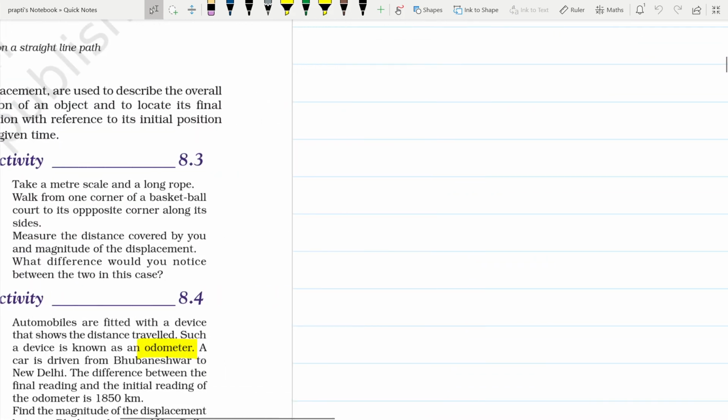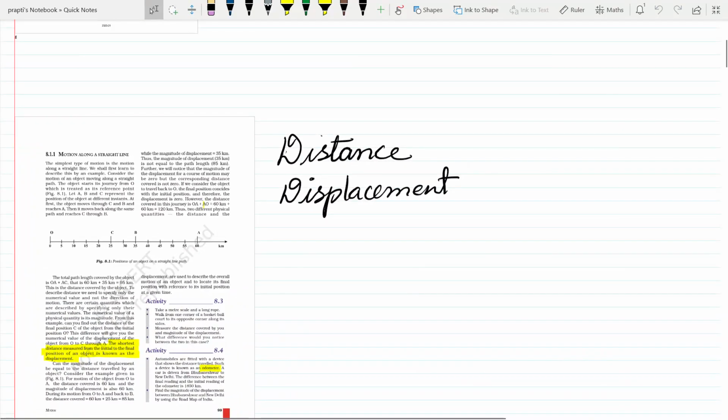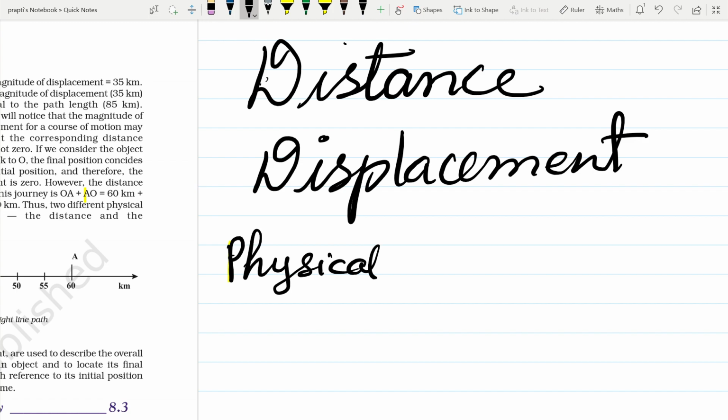So, let us discuss these two quantities, distance and displacement. But before understanding these two quantities, we need to understand three important terminologies in physics. First thing, physical quantities. What is the meaning of physical quantities?